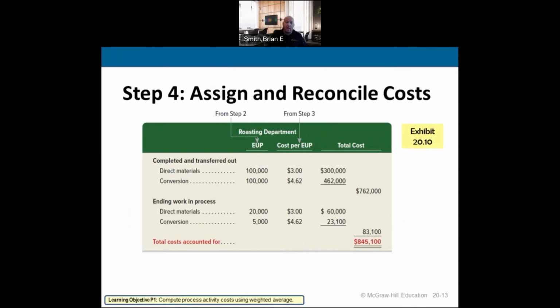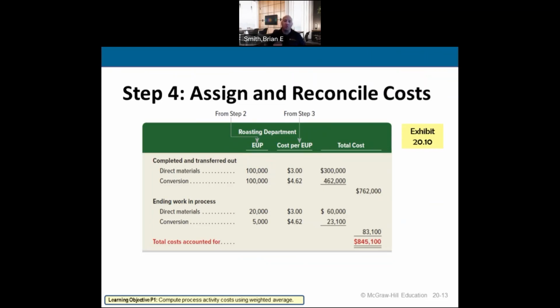So with that said, our last step is to apply those costs to our inventory. We're going to look at the units that are completed and transferred out, with respect to our direct materials and conversion costs. You take the equivalent units that we calculated, then take our cost per unit that we calculated and multiply them across. That's going to give us $300,000 for our direct materials and $462,000 for our conversion costs, for a total of $762,000.